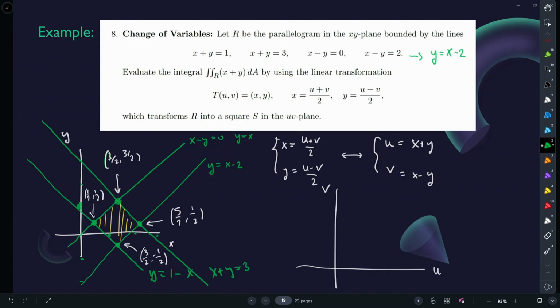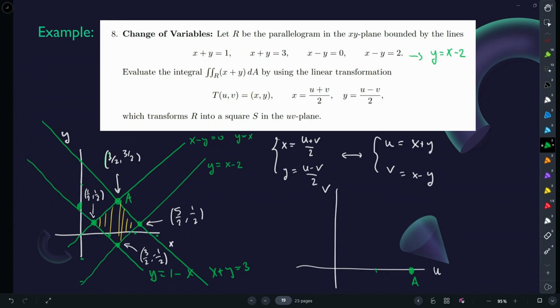3/2, 3/2 will go to, if you do x plus y, that will be the u coordinate. 3/2 plus 3/2 goes to 6/2, to 3. And 3/2 minus 3/2 goes to 0. So this point here is mapped to 3, 0. Okay, let's call this A. A went here.